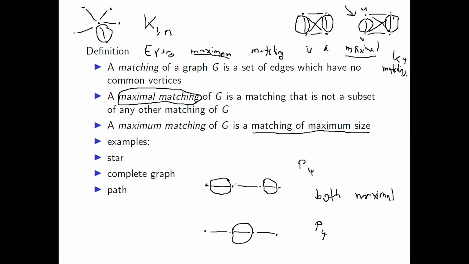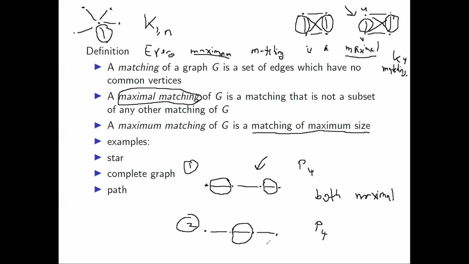So we can look at this first one up here, second one down here. That first one up there, we can see that there's no matching that is a superset of this matching, because in order to get a larger matching than this one, we would have to add this edge to it. And adding that edge to it would give us something that's not a matching, because we would have edges that have vertices in common, including that vertex and that vertex. So this one up top is maximal.